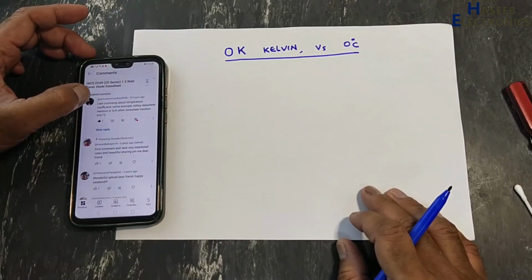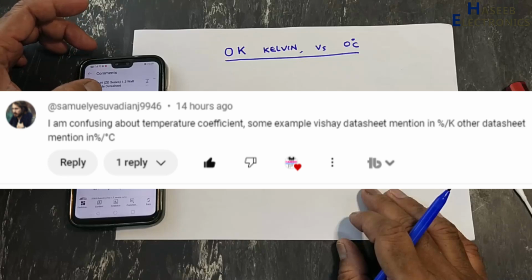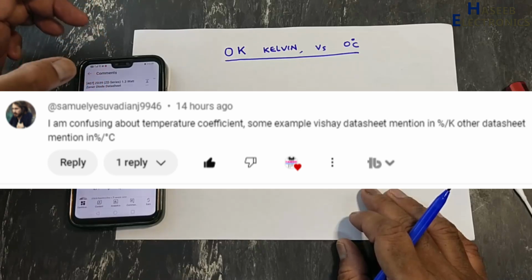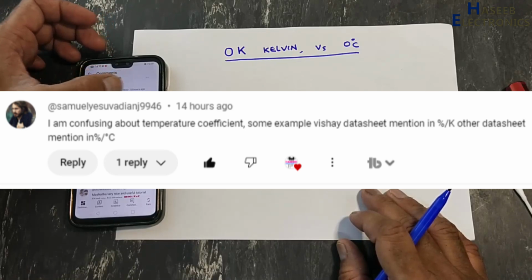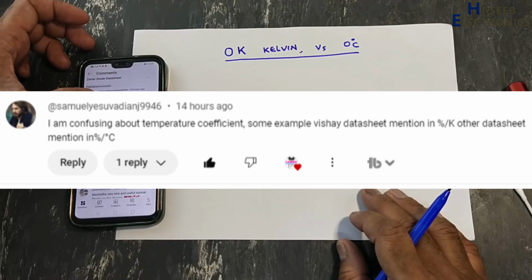I received a comment from a viewer. I am confused about the temperature coefficient. For example, in some data sheets it is mentioned as percent per K, while other data sheets mention percent per degree Celsius.